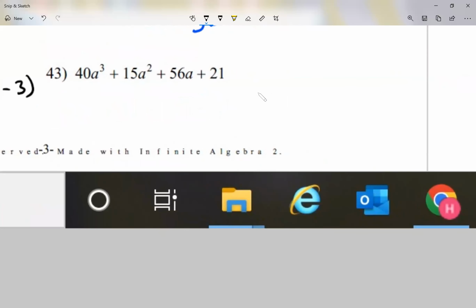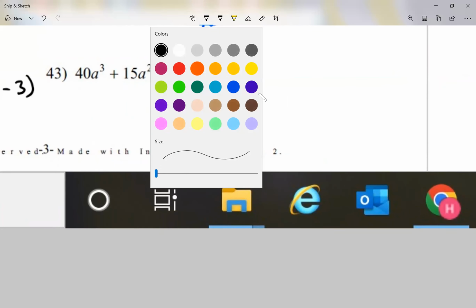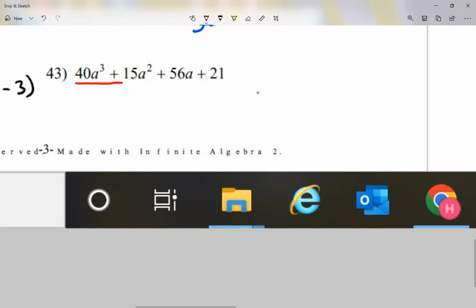All right, let's take a look at number 43. When there's 4 terms again, I look at the first 2 terms only. Number-wise, 40 and 15, I can divide each by 5. Letter-wise, I can remove a squared. So divide each number by 5 and remove 2 a's. So it's going to give me 8a plus 3.